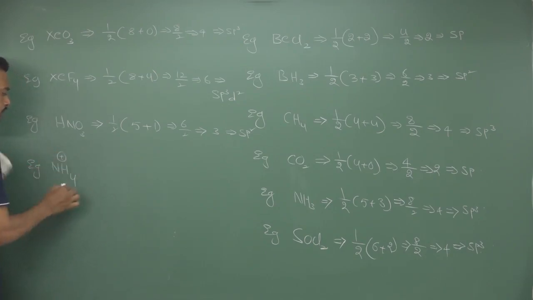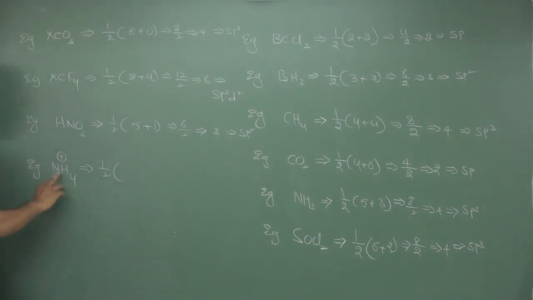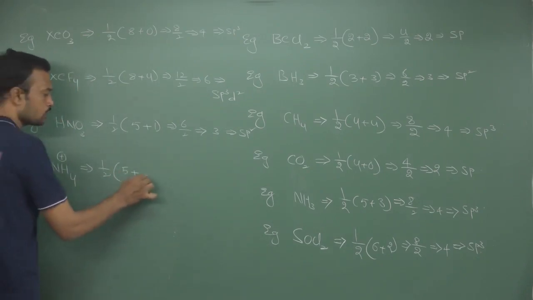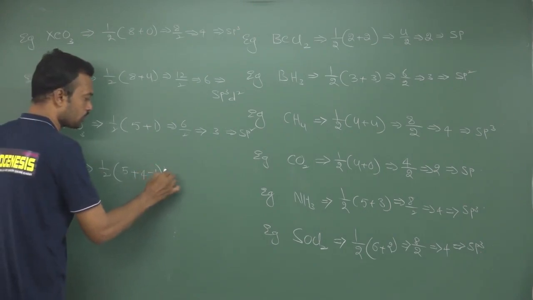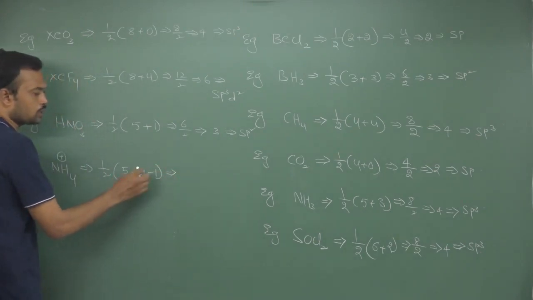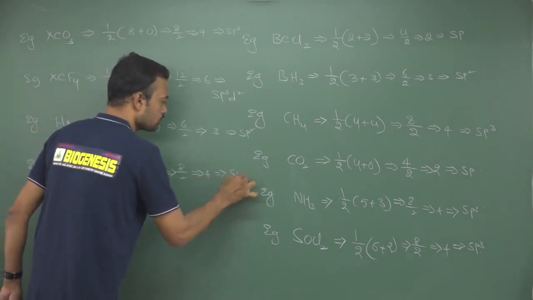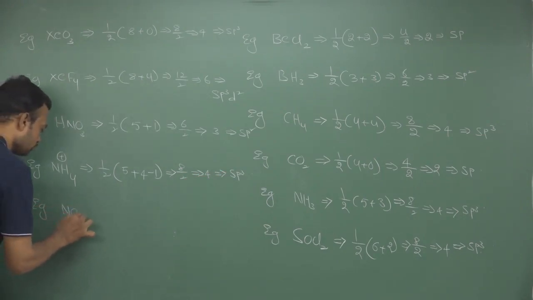NH4 plus. If it is a cation, first the group number should be written for the central atom. Here the central atom is nitrogen, group number is 5. Next, how many monovalent atoms are there? 4. What is the charge on the cation? That is plus 1, so you should take it as minus 1. So finally 5 plus 4, 9 minus 1, 8 by 2. So 8 by 2 means 4. So hybridization is sp3. Forget about this structure. Concentration is only on hybridization.